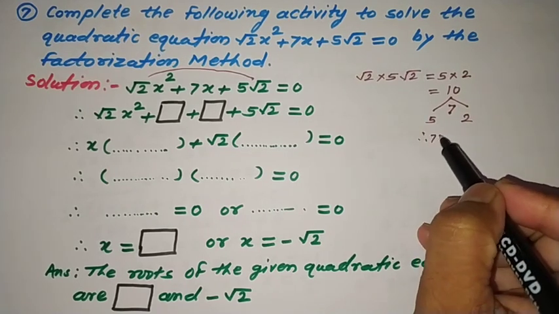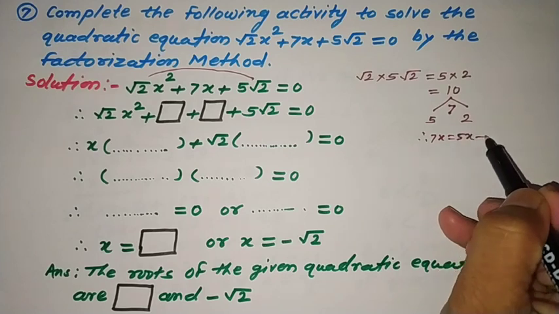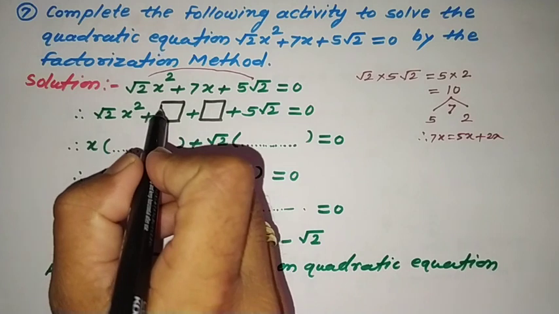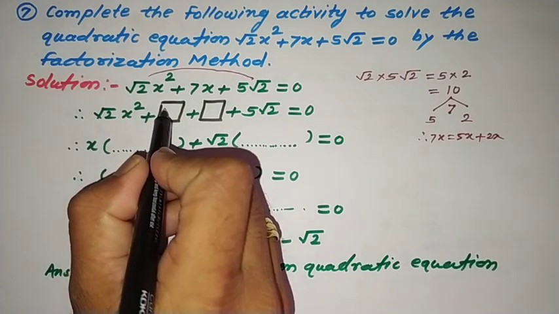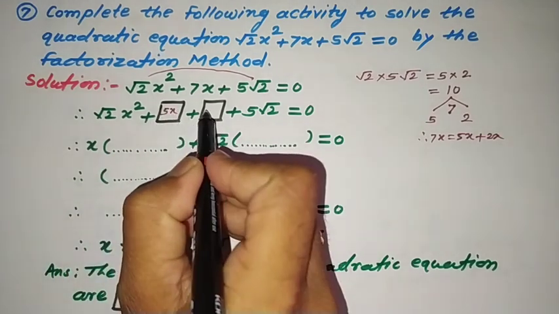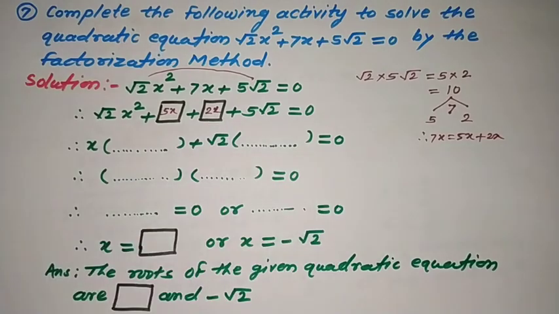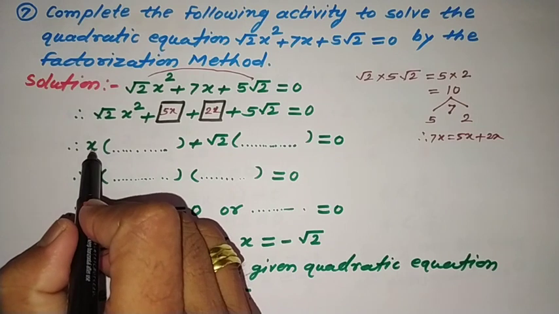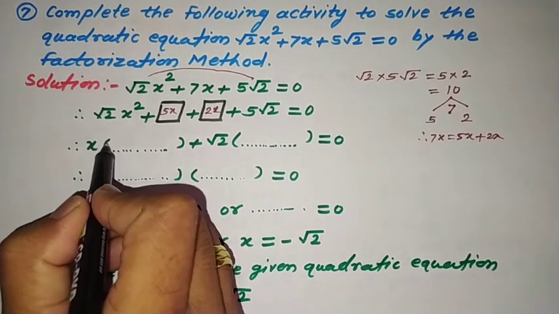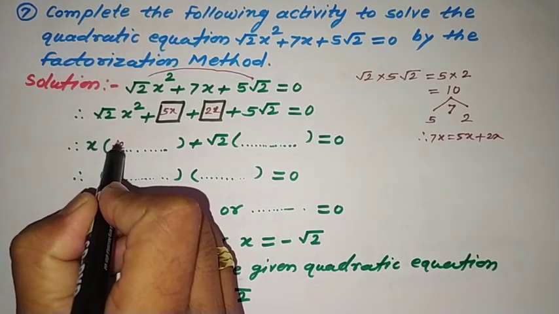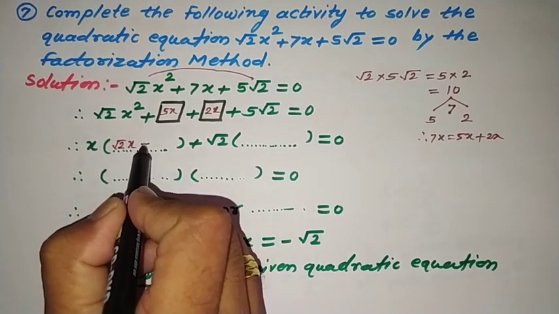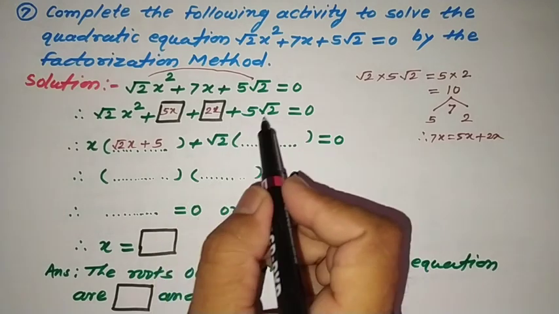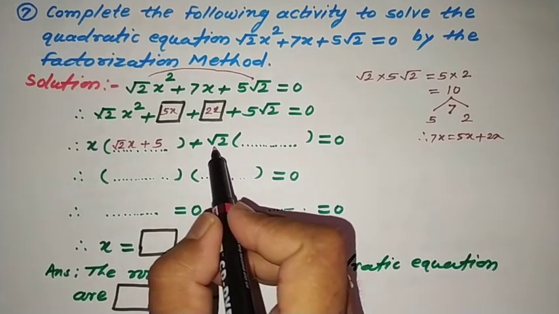Write down 7x in this form, 5x plus 2x. In the first box fill 5x and next 2x. The common factor of the two terms is x. The remaining part of the two terms is root 2 x plus 5. In these two terms, the common factor is root 2.